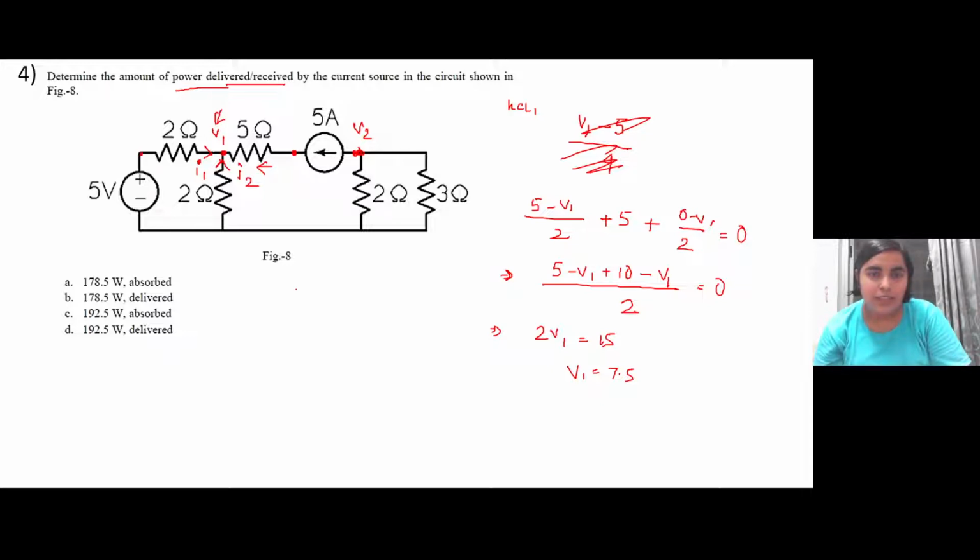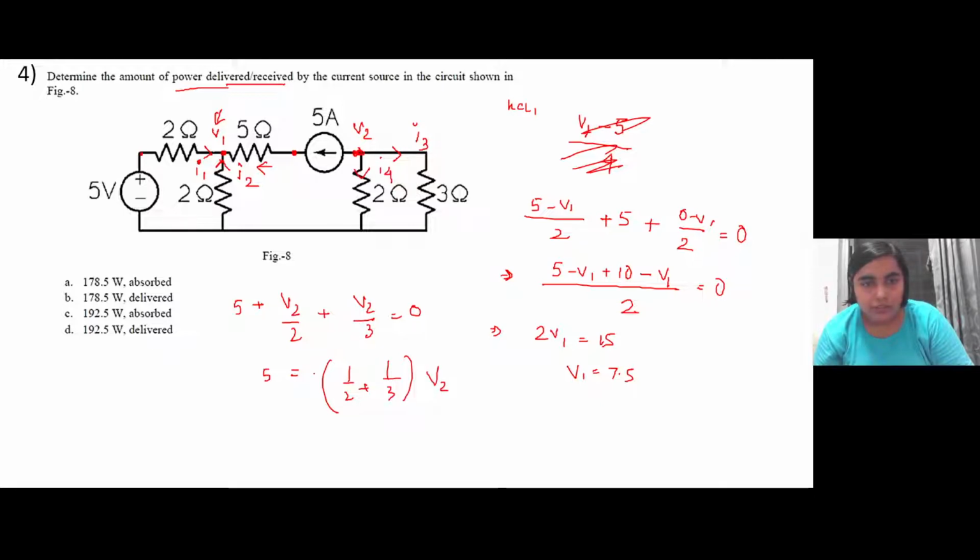Then applying KCL at node 2. So 5 ampere current is going out. Let us assume I3 and I4 here. So 5 plus V2 minus 0 by 2 plus V2 minus 0 by 3 is equal to 0. So it is 5 equals half plus 1 by 3 into V2. There will be a negative sign here. So if you take the LCM, it is 5 V2. So V2 will be equal to minus 6 volt.